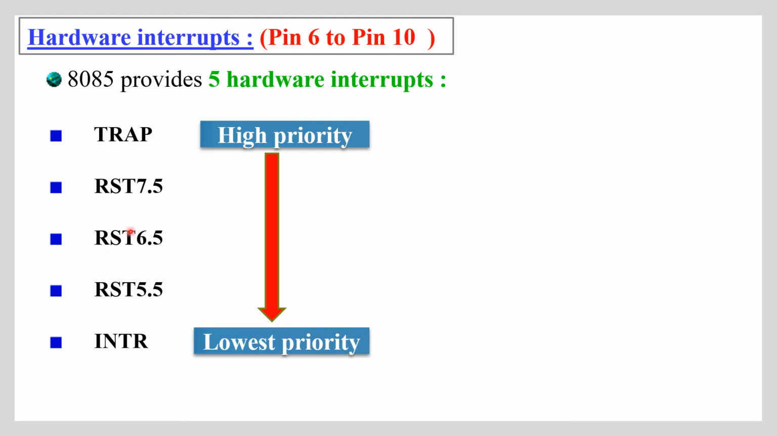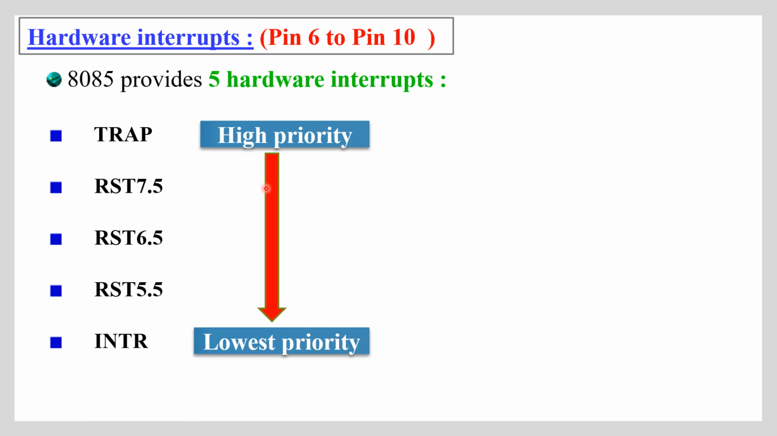So if these two interrupts arise at the microprocessor simultaneously, they keep on interrupting the microprocessor saying we want your service. It will first attend RST 7.5 and then it will attend interrupt 6.5. If there is TRAP and RST 5.5 arising simultaneously on the microprocessor pins, then it will attend first the TRAP and then the RST 5.5. So that is about priorities. TRAP has the highest priority and it decreases, and INTR has the lowest priority.